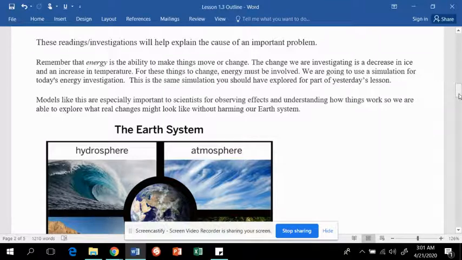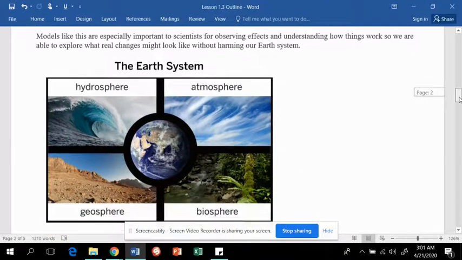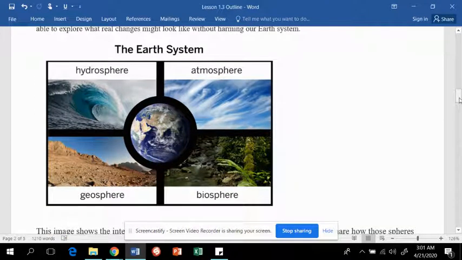Models like this are especially important to scientists for observing effects and understanding how things work, so we are able to explore what real changes might look like without harming our Earth system. We've talked about that before. Models are helpful, although we're going to discuss some limitations of them.